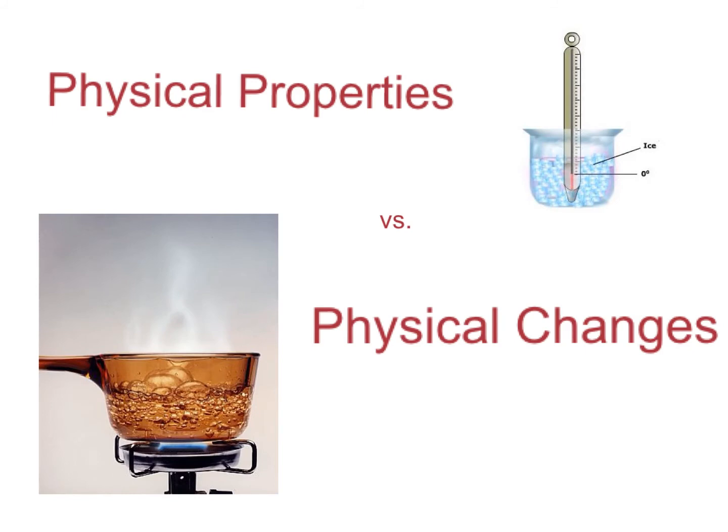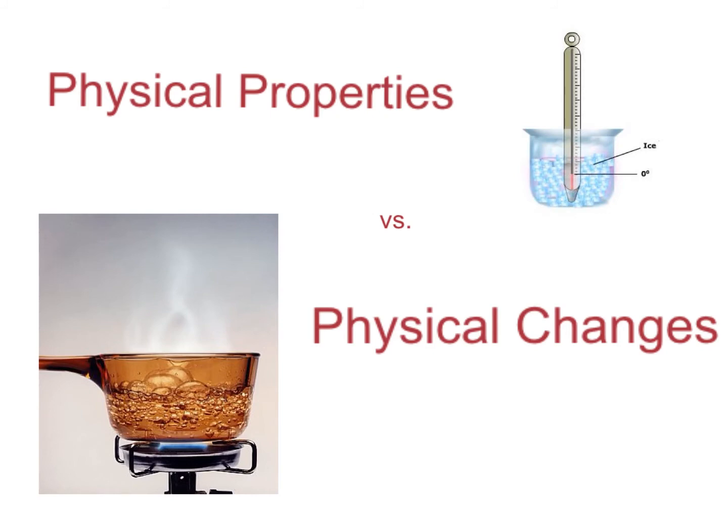Now, I mentioned earlier that elements and compounds are both considered to be pure substances. If you take a sample of any pure substance, it's going to have the exact same composition and properties. And so we'll talk for a minute about properties. Physical properties are characteristics that we can observe or measure without changing the substance, like melting point or boiling point.